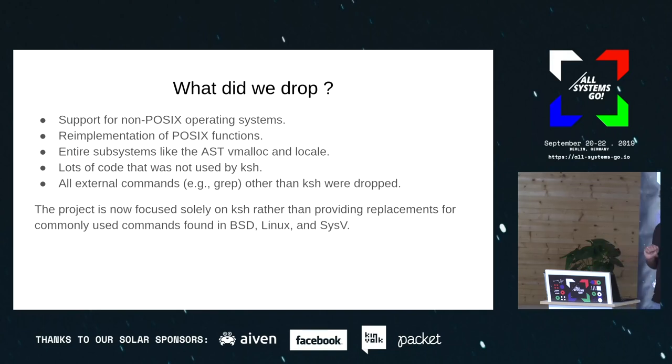So what did we drop? KSH actually existed even before POSIX was defined. So it had support for non-POSIX operating systems. And to support those non-POSIX operating systems, it had re-implemented many POSIX functions. It had entire subsystems for efficiency purposes, like VMalloc and locale. We just dropped all this code. It turns out that KSH was not a single package. It was part of a bigger package called AST. And what we did was we just took out the KSH code and threw everything else away.